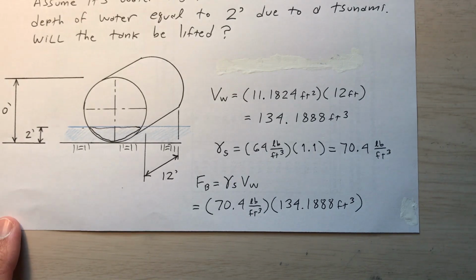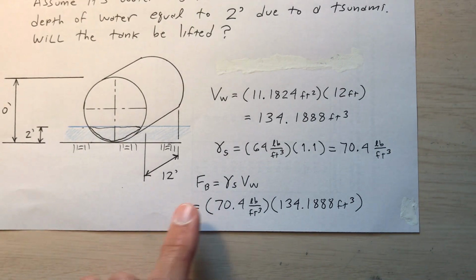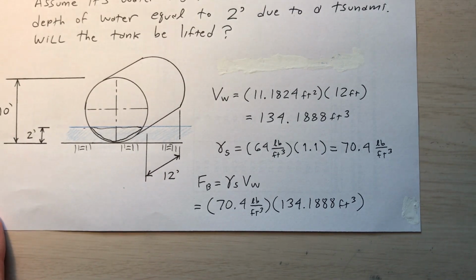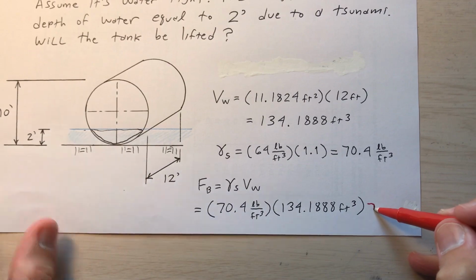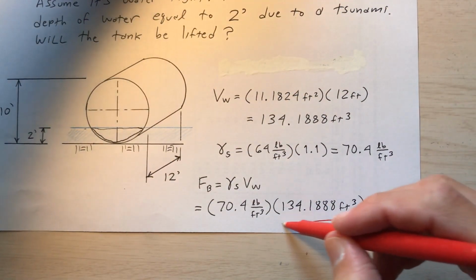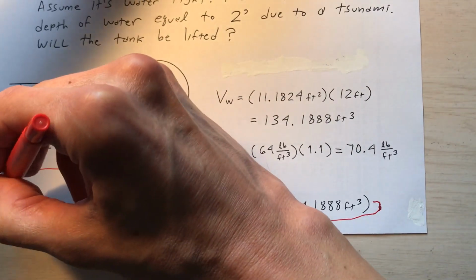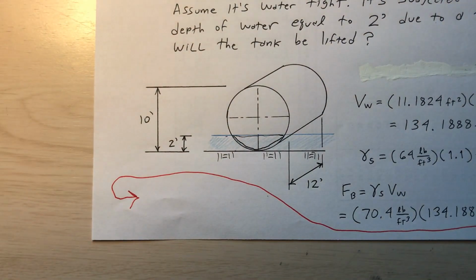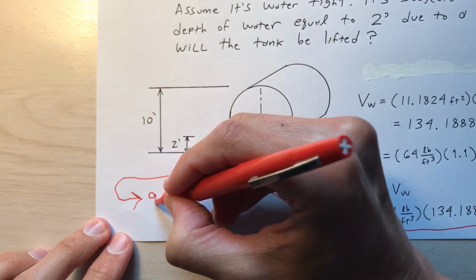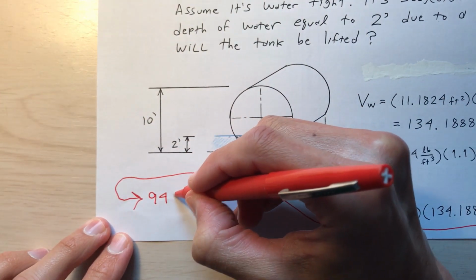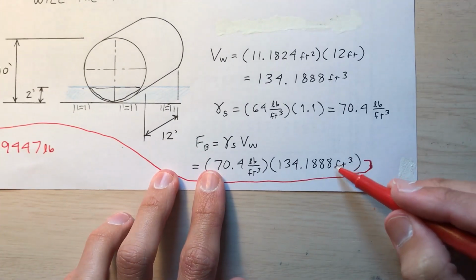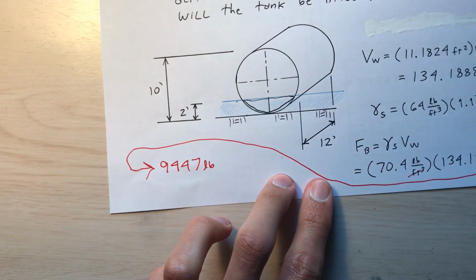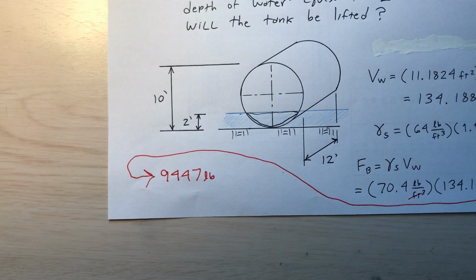Okay, so now the buoyant force. Remember F sub B equals gamma sub S, which I just calculated, times V sub W, which I also calculated. You see me putting the appropriate numbers into the formula. So now I take this over to the other side. Ran out of space on this slide. Okay, so if I multiply those, I'm getting about 9,447 pounds. Okay, how do I know it's pounds? The factor label method. Cubic feet will cancel with cubic feet. So that leaves me with 9,447 pounds.